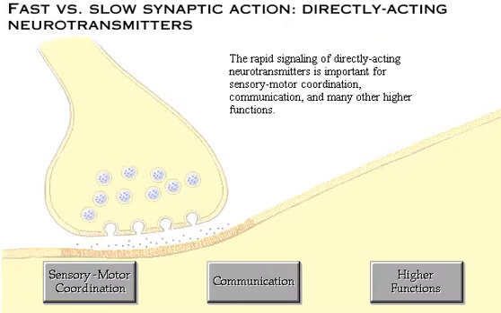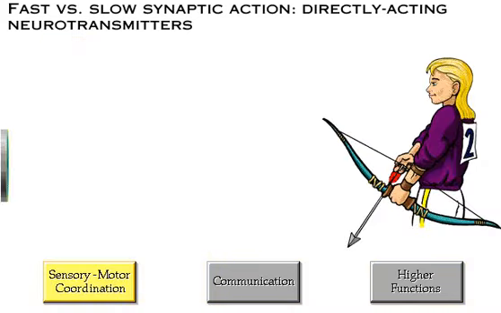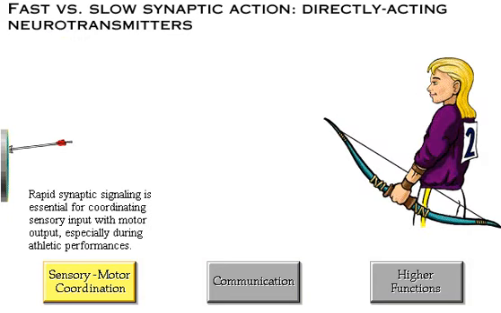The rapid signaling of directly acting neurotransmitters is important for sensory motor coordination, communication, and many other higher functions. Click the buttons to observe behaviors associated with directly acting neurotransmitters. Rapid synaptic signaling is essential for coordinating sensory input with motor output, especially during athletic performances.